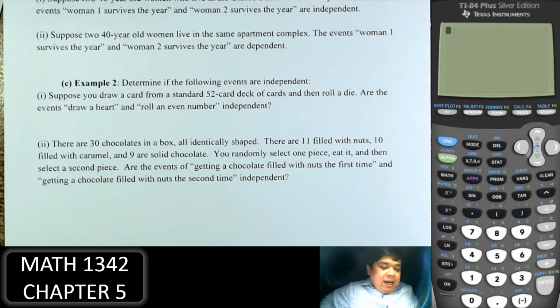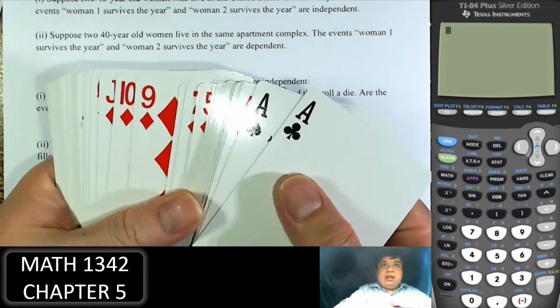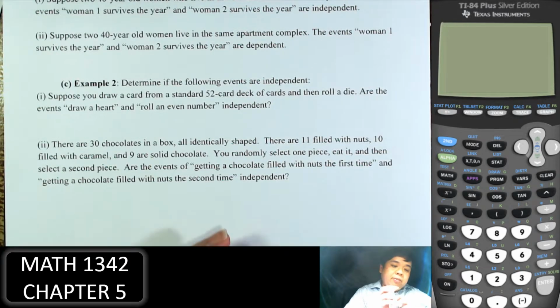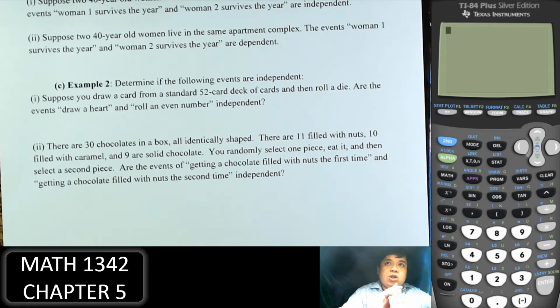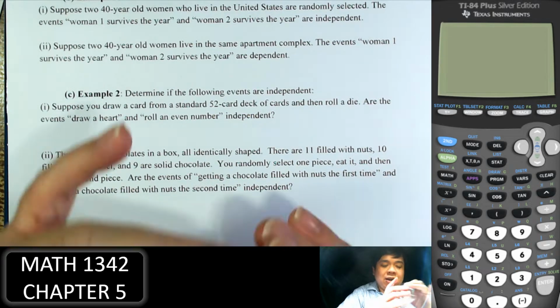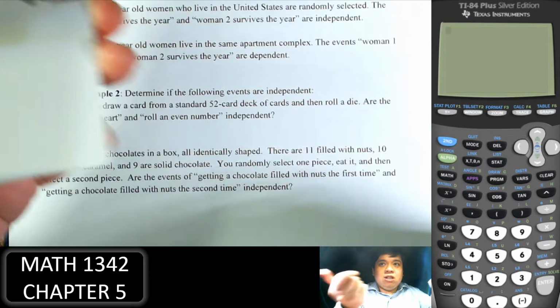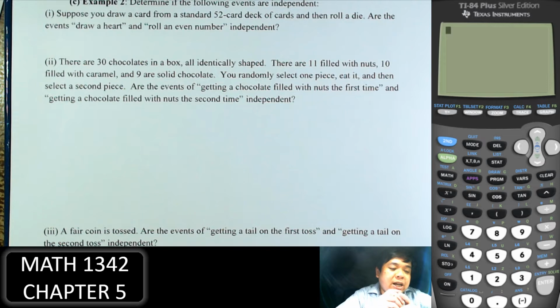Right, here's some examples. Determine which of these are independent. Suppose that we draw a card from a standard 52-card deck. So we have a deck of 52 cards and we pick one of them, and then we roll a die. A die has 6 faces. So of course those are different things, so that's certainly independent events. Whatever we have in the card doesn't affect the die.